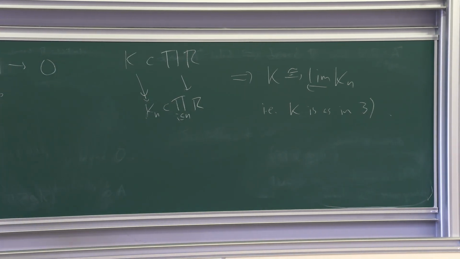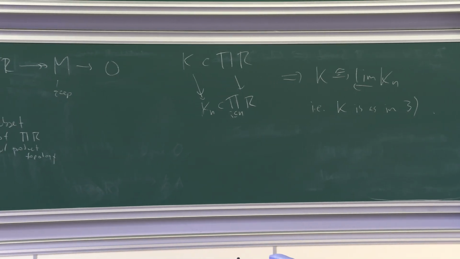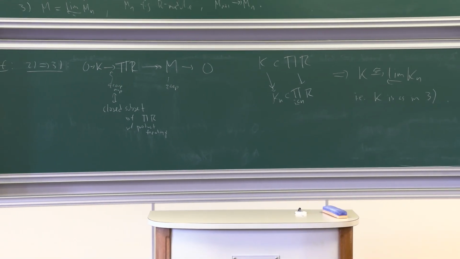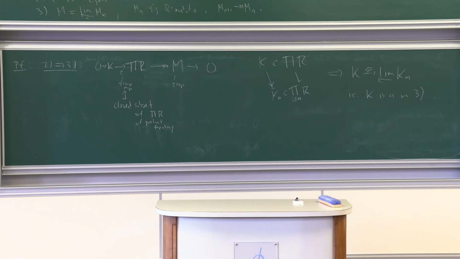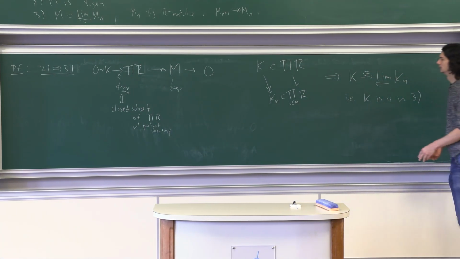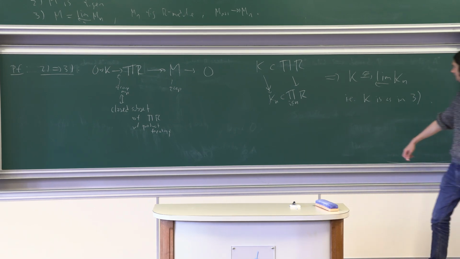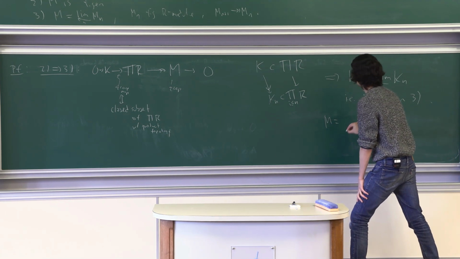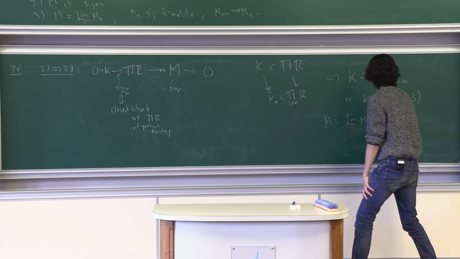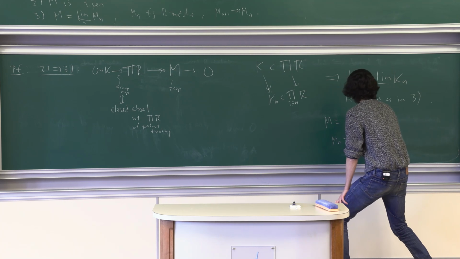I wanted to know that M is as in 3, but this also follows. And M will analogously be the inverse limit over n of M_n, where M_n is a product.